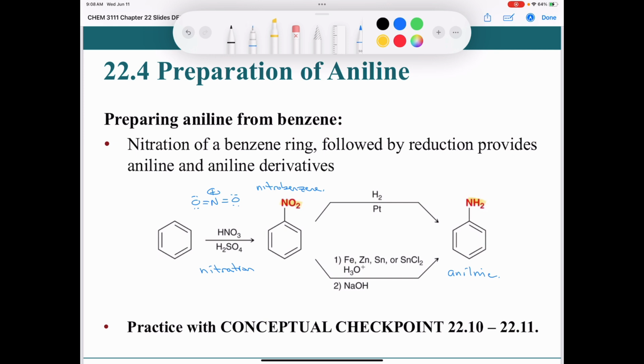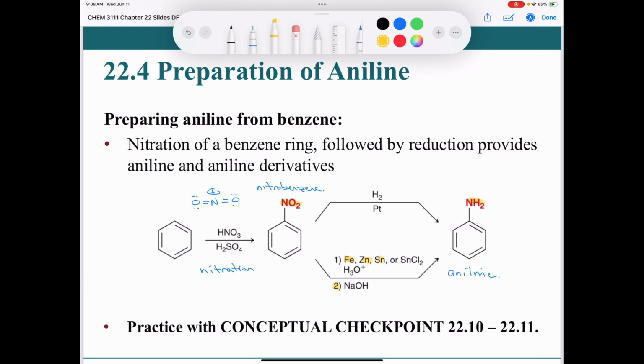Okay, so one way is just using hydrogen gas and palladium, platinum, or nickel. Okay, there's nothing wrong with that. And we can also do metal reductions where we either use iron or zinc or tin in aqueous acid followed by treatment with sodium hydroxide.